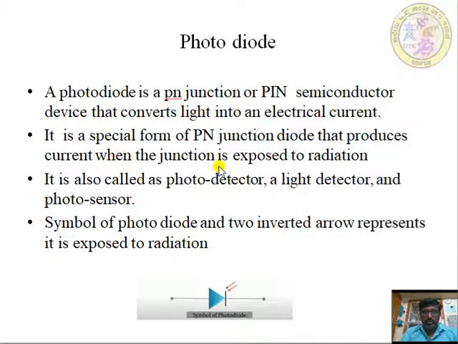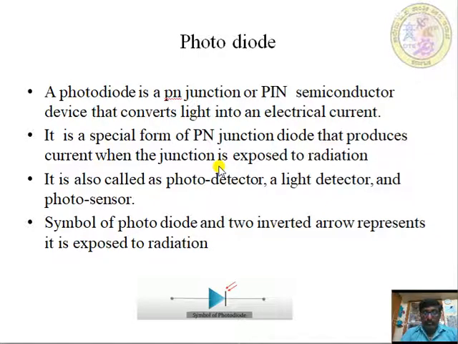So what is a photodiode? A photodiode is a PN junction or PIN semiconductor device that converts light into an electrical current. It is a special form of PN junction diode that produces current when the junction is exposed to radiation. It is also called a photodetector, light detector, or photo sensor, but normally we just call it a photodiode.